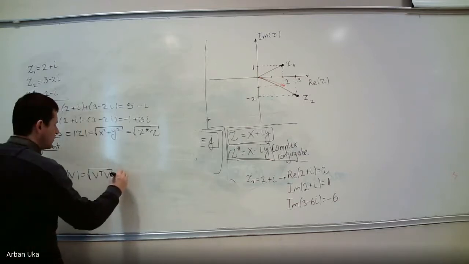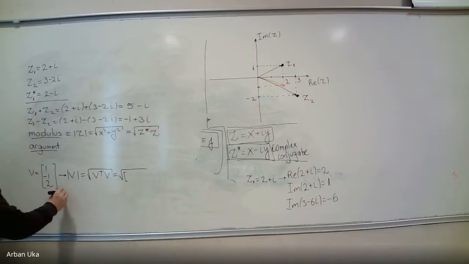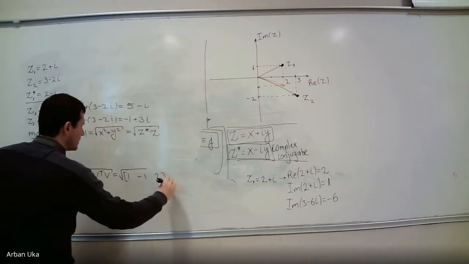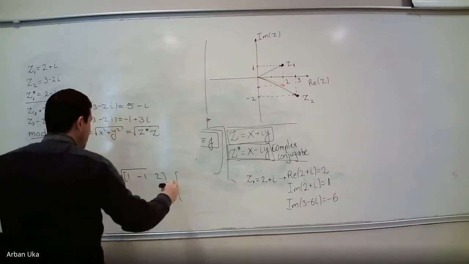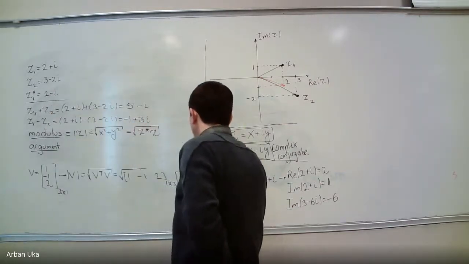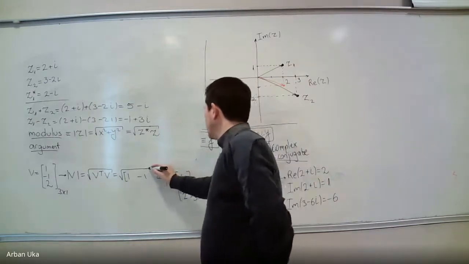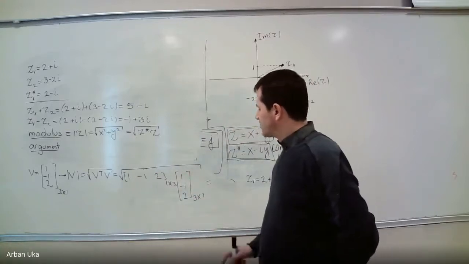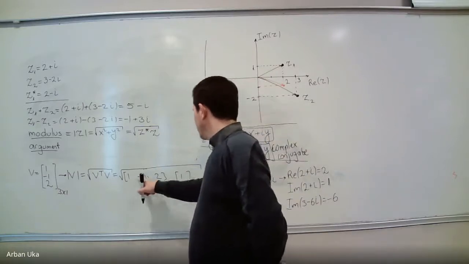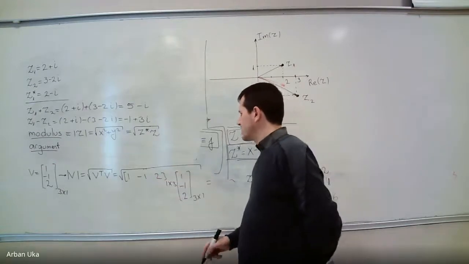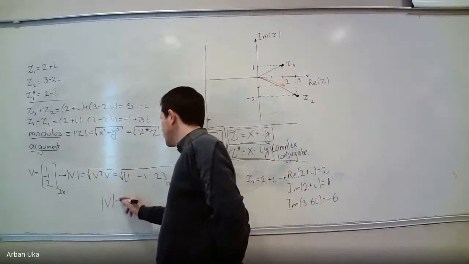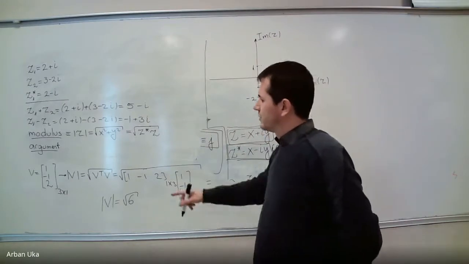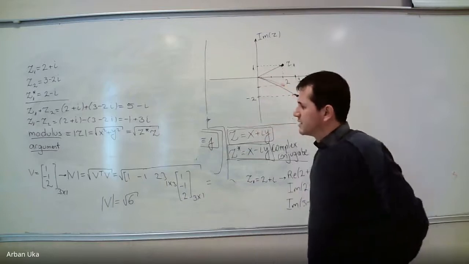So v transpose is 1 by 3, which is 1, minus 1, and 2. Then we multiply it with the vector v itself, which is 1, minus 1, 2, a 3 by 1, and then we take the square root. If we multiply this row vector with this column, we get a 1 by 1 number, so a scalar. Here we have 1 plus 1, it's 2, plus 4, 6. So the magnitude of v is equal to the square root of 6. I want you to think about the magnitude of a vector and the modulus of a complex number in similar terms.